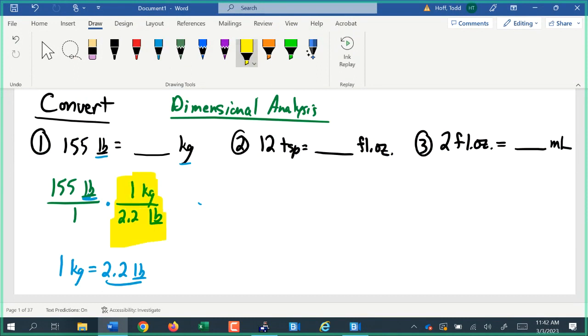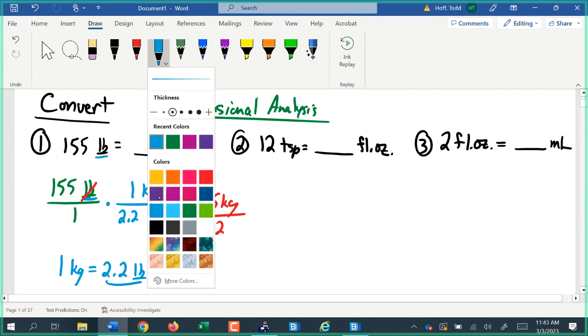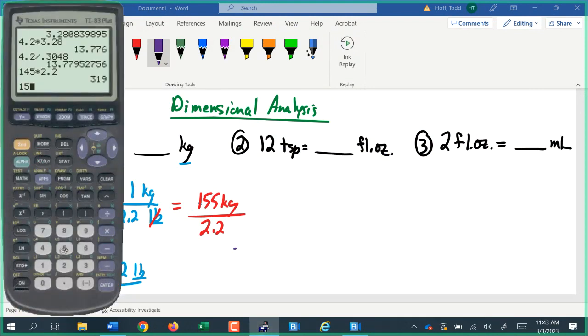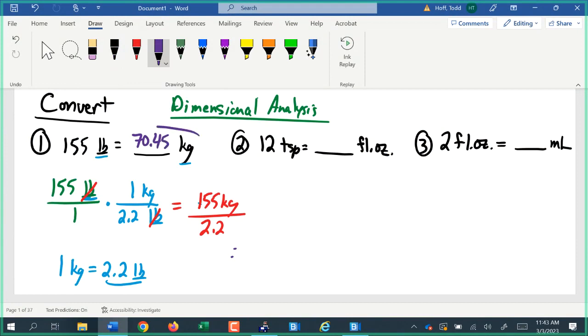Now remember, this is a unity fraction. Even though it doesn't look like it, the numerator and the denominator have the same value. This equivalency says they're the same. And so we can multiply it by that because it has a value of 1. We can multiply by it to change the appearance of our number without actually changing the value. So here the pounds cancel out. We have 155 times 1 kilogram is 155 kilograms over 1 times 2.2 is 2.2. And now looking at this, we see that we have to divide out by the 2.2. So we take our 155 divided by 2.2, we get 70.45 kilograms. So 155 pounds is equivalent to 70.45 kilograms.